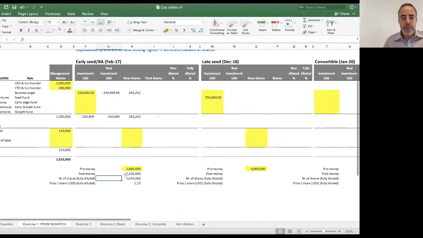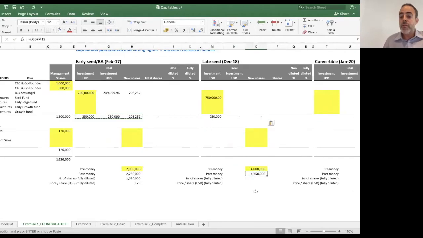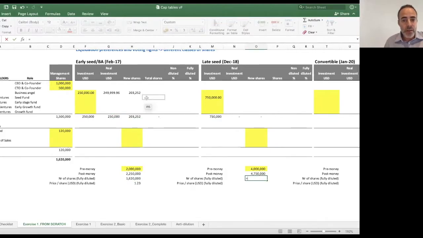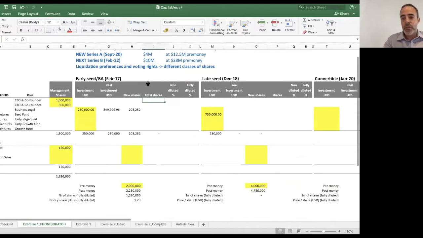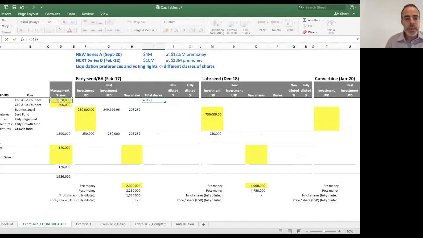Post-money valuation would be, I think I can use this, sorry. Post-money will be 4.75. The number of shares, the fully diluted number of shares, will be here, but we need to complete that. So basically, we forgot to complete the first table. So total shares will be existing shares plus new shares, which is 0. I drag this here, and that's the number of shares.